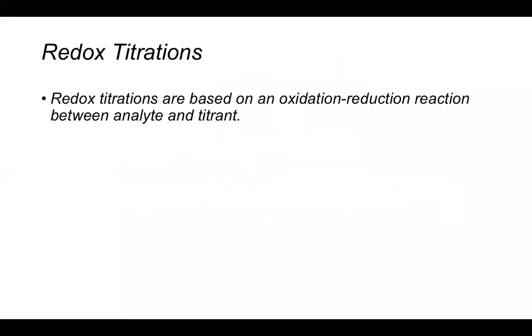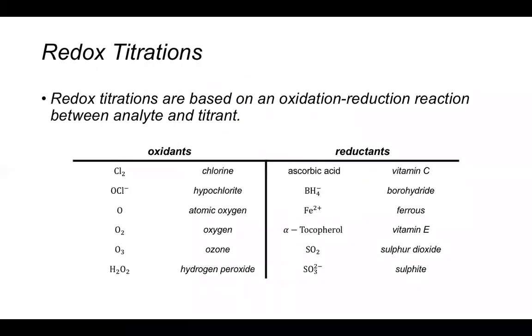So redox titrations are based on an oxidation reduction reaction between the analyte and the titrant. So an oxidation reduction reaction can produce an electrical potential, which we can measure. So here are some common oxidants and some common reductants. So we have chlorine, we have hypochlorite, we have atomic oxygen, ozone, hydrogen peroxide. These are all common oxidants or oxidizing agents, which are themselves reduced.